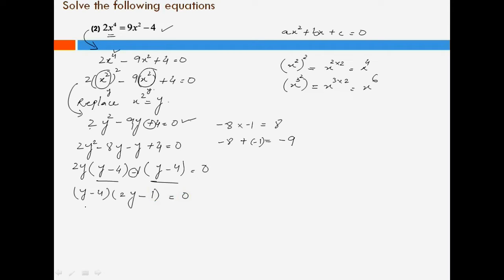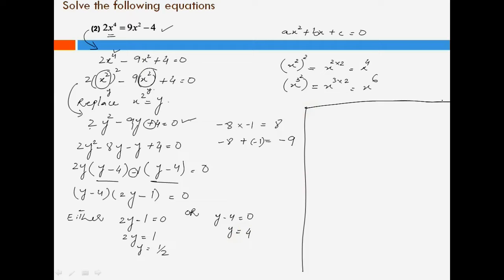Now we have to apply the either-or condition. Either 2y minus 1 is equal to 0, or y minus 4 is equal to 0. If 2y minus 1 is equal to 0, then 2y is equal to 1 and y is equal to 1 upon 2. And if y minus 4 is equal to 0, then y is equal to 4. Now we have y is equal to 1 upon 2 and y is equal to 4.